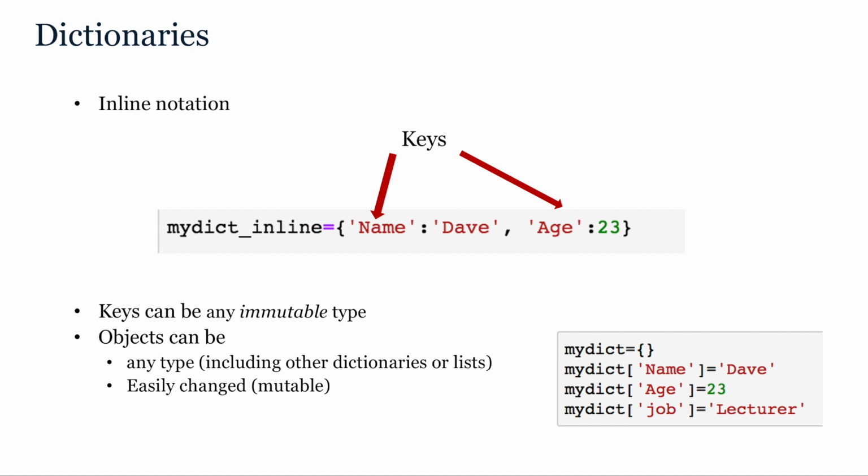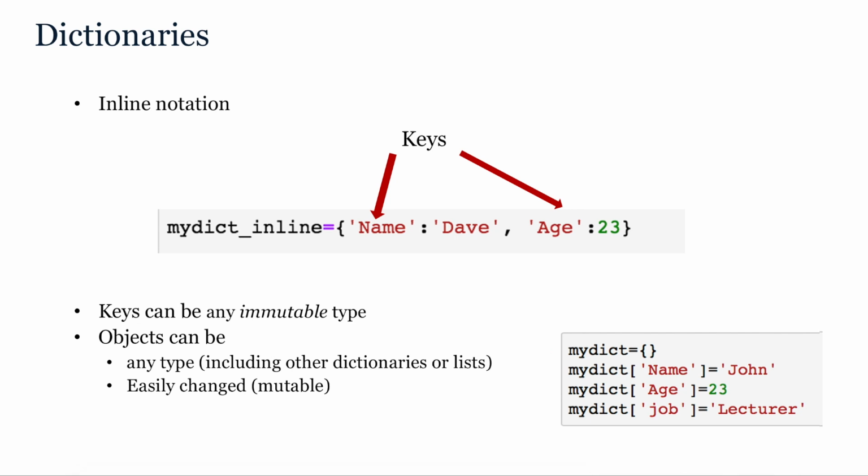So here's a different notation where everything is defined in line, with lookup object pairs separated with commas, and keys preceding their objects, each separated with a colon. Note the keys can be any immutable type, so that includes integers, floats, and tuples. However, logically they're most often strings. The objects are mutable, so you can change their value. For example, we can change this person's name from Dave to John.